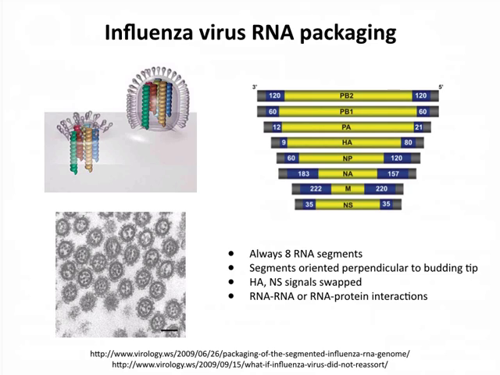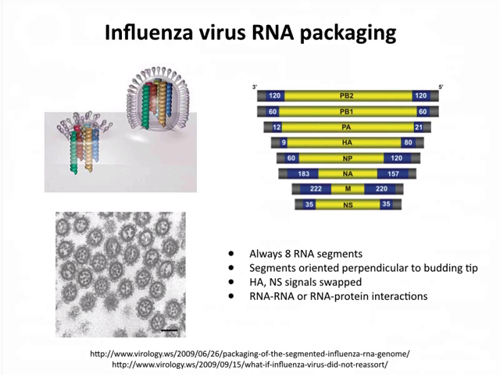So the idea is, and this is still a work in progress, we don't know how it works exactly, that these signals interact either with each other and/or with viral proteins to make sure that only 8 segments get in, only the right 8 segments get in, and no more or no less. All right, so that's what we know about influenza virus. We actually know a lot more about other viruses in terms of how they package RNA, and probably that will turn out to apply to flu as well.